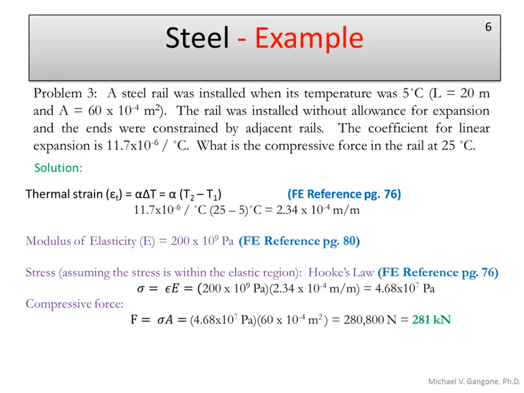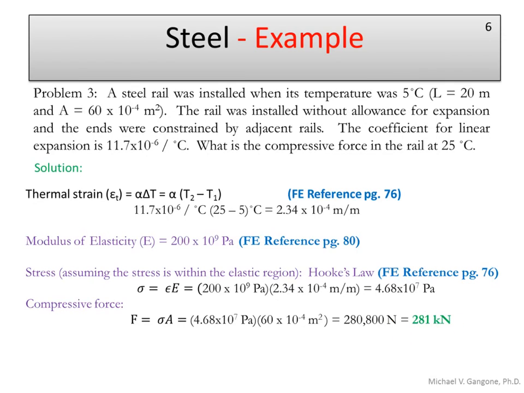All right, and we can look in the FE equation packet, again on page 80, where we had properties of materials, and we look up steel, and the elastic modulus of steel is 200 times 10 to the ninth pascals. And stress, we remember from Hooke's law, which is in the FE equation packet, is just strain times elastic modulus, and this would be our stress. The force, therefore, is just stress times area, so I calculate my stress and get to the force, and we get 280 kilonewtons. That's how much force is being exerted on that particular rail.